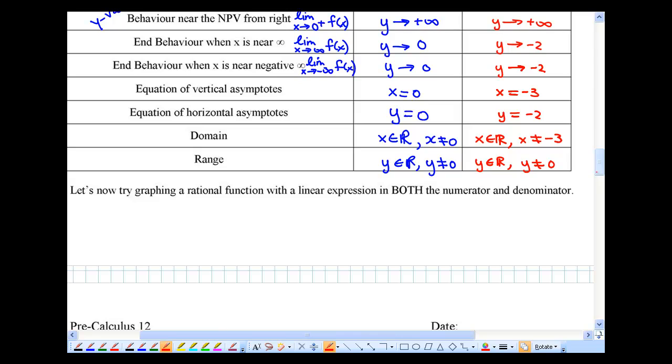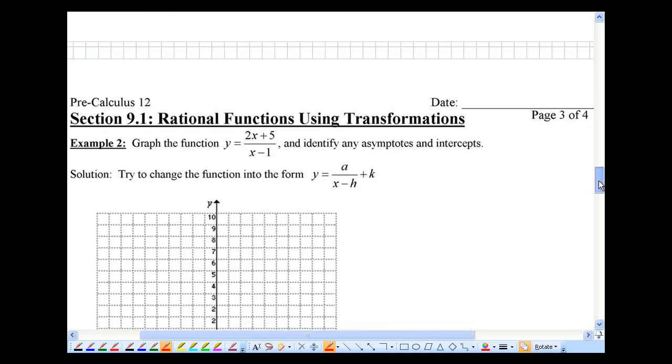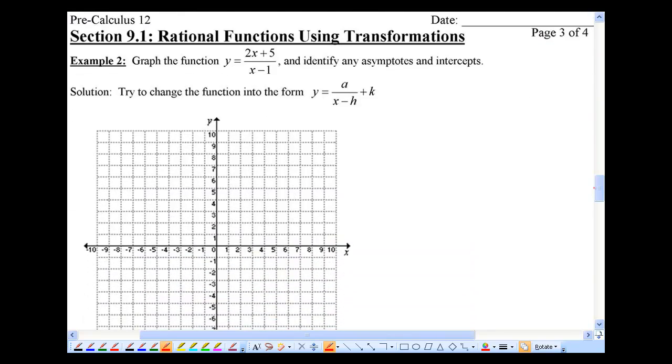Alright, let's take a look at page 3. I'm going to ask you to change something here. Instead of y equals 2x plus 5, let's change it to y equals 2x plus 6. Thank you. Just makes the numbers easier. In this case, I want you to graph this function, identify any asymptotes, and also the intercepts. Now, because it looks kind of weird, I want you to try to change it into that form that we saw in the previous example.